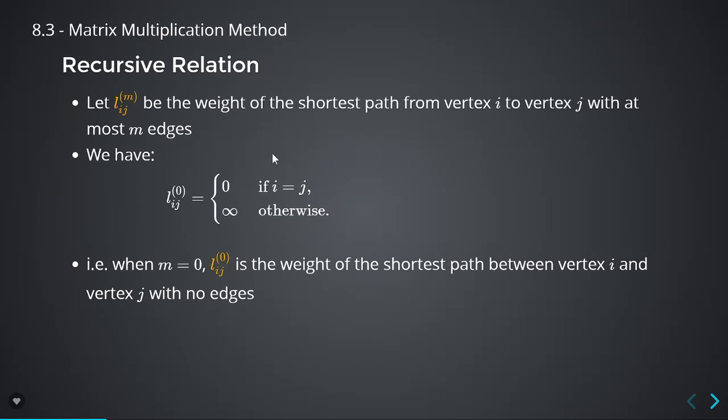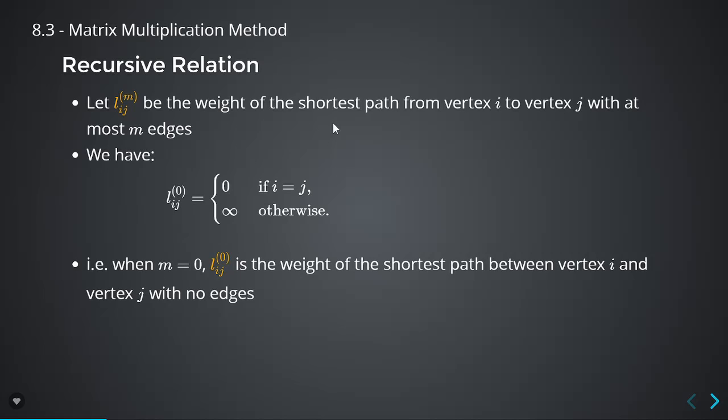And to do that, we're going to introduce a new notation here. We're going to say that L_ij^(m) is the weight of the shortest path from i to j with at most m edges. So the m there is not the power of L. It's just saying that you have at most m edges. Now, remember, Pij is the actual path. But we're not going to worry about the actual path. We're just going to worry about the weight of that path. And we're using L_ij^(m) to represent that.